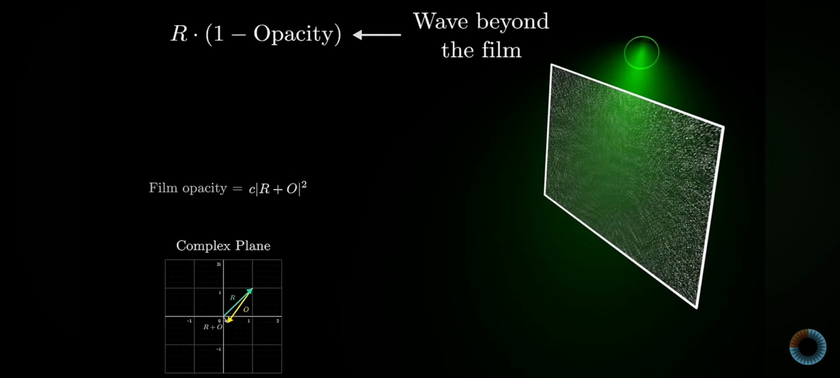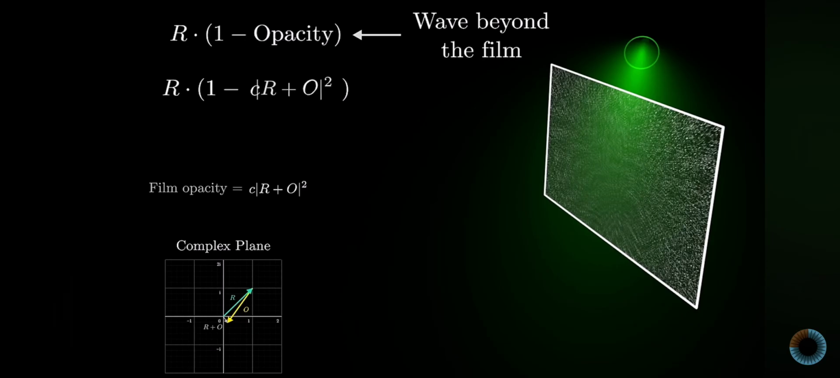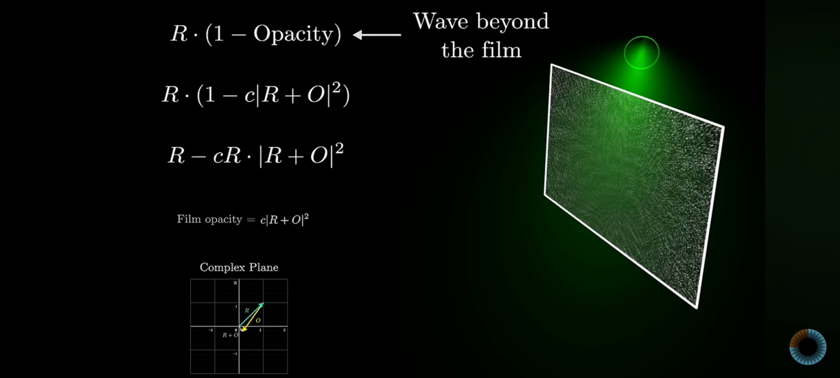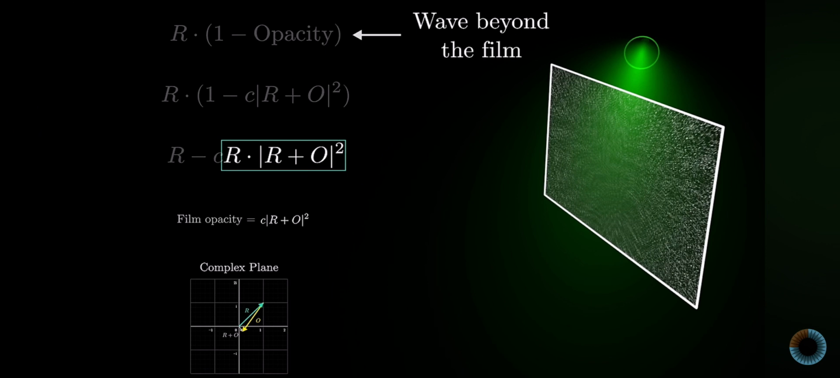Let's write the wave immediately on the other side of the film as R times 1 minus the opacity at that point on the film. So for example, where the film is very transparent, R passes through unchanged, but where it's more opaque, R is going to get scaled down. We can go ahead and substitute in the expression for opacity that we have, and then distribute a little. And what I want to do is focus on analyzing this component right here, which is going to be part of the wave on this other side of the film. When you expand this expression and interpret its terms, the truth of holography stares right back at you.